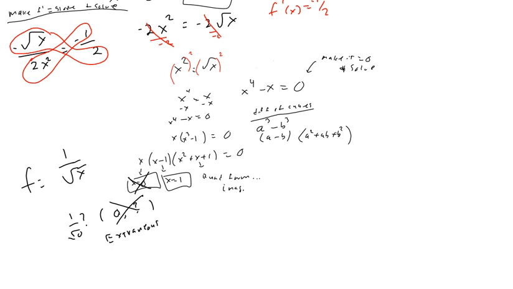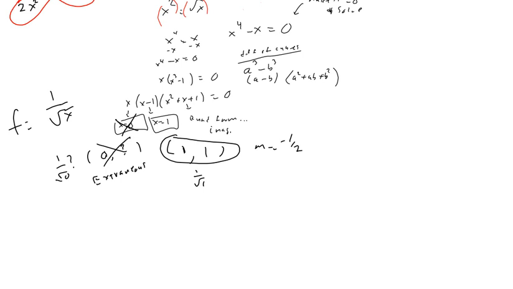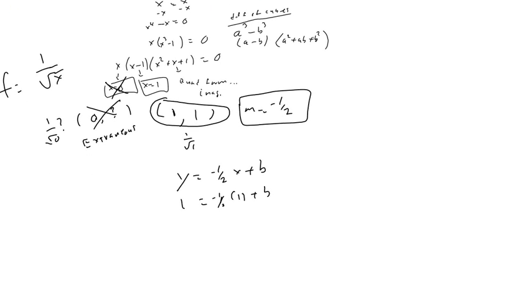So x equals 1 is my only one that's going to work, and if I plug in 1 over square root of 1, that's going to be 1 comma 1. So here's my point, my x and y. My slope was negative 1/2, and I use those pieces to find my equation. Y equals negative 1/2 x plus b. If I plug a 1 in for y, plug a 1 in for x, I'm going to get 1 equals negative 1/2 plus b.